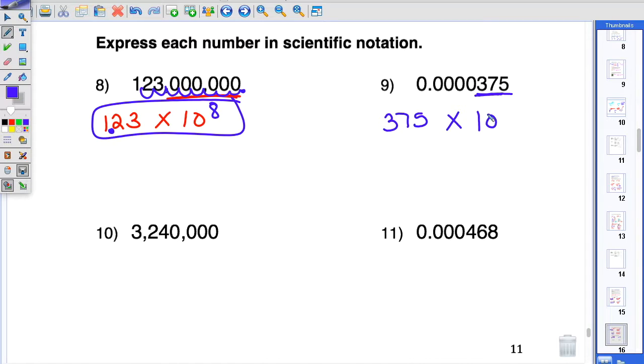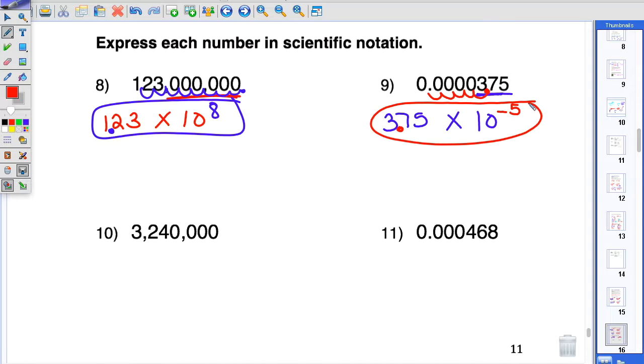So right now we see 375. We need to put the decimal point after the 3 because 3 falls between 0 and 10. After the 7 would still be too big, it would be 37. Now we go to our decimal point and we want to count till it falls behind the 3. 1, 2, 3, 4, 5. So our decimal point falls behind the 3. We moved 5 spots. Since it's a really small number, it's to a negative 5. So it's 3.75 times 10 to the negative 5th power.